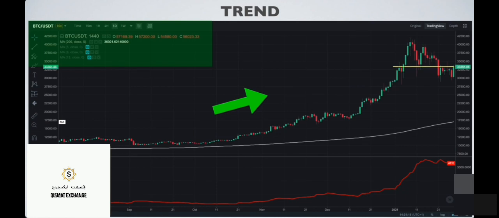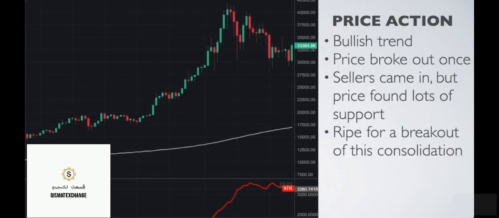So we got the trend and now we're into price action. Where's the price action? We are definitely on resistance right here. And actually there is some support down here as well. Let's make this a little bit bigger. Where is the price action? Definitely a bullish trend. Price broke out once, sellers came in and pushed it down and found a lot of support. So we had that uptrend.